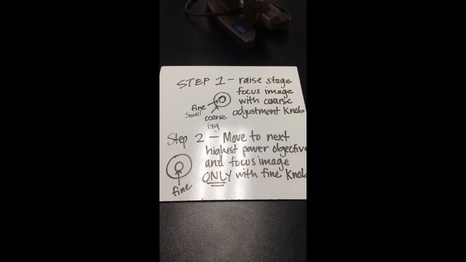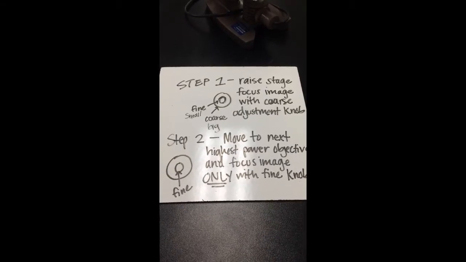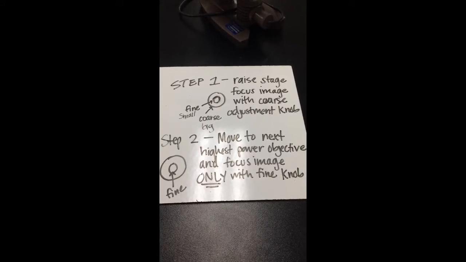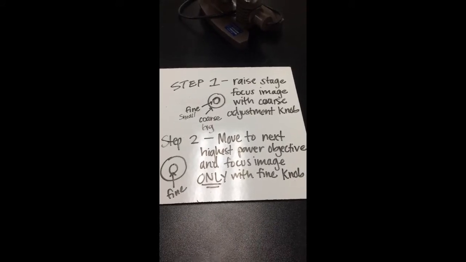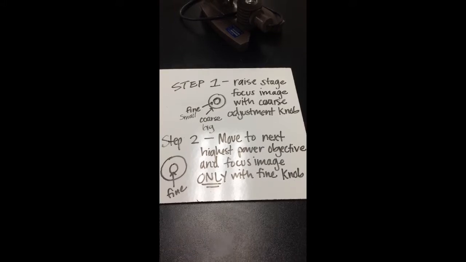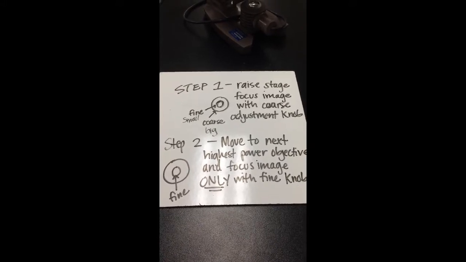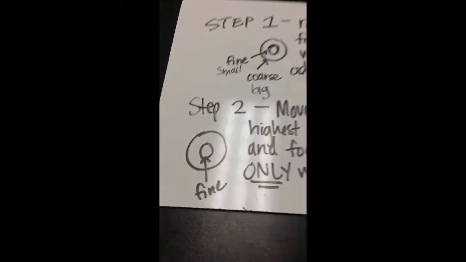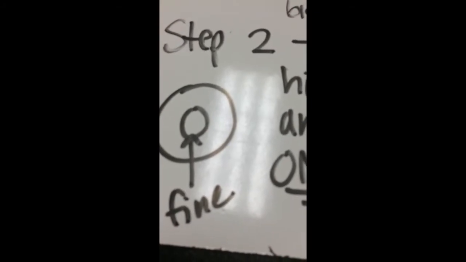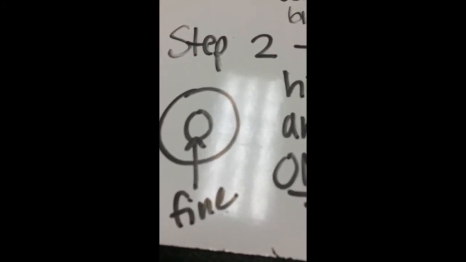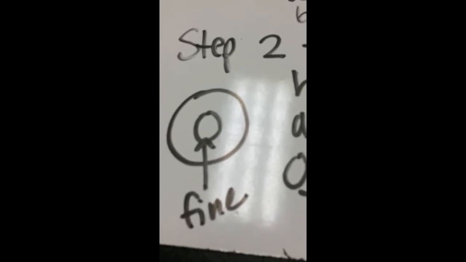Once you have your specimen or your image in focus at the lowest powered objective, you can move your nose piece to the next highest power objective. But once you move up from the lowest power objective, you can only make changes using the fine adjustment knob. Don't use the coarse adjustment knob because you can actually crack the lens that's in the nose piece.